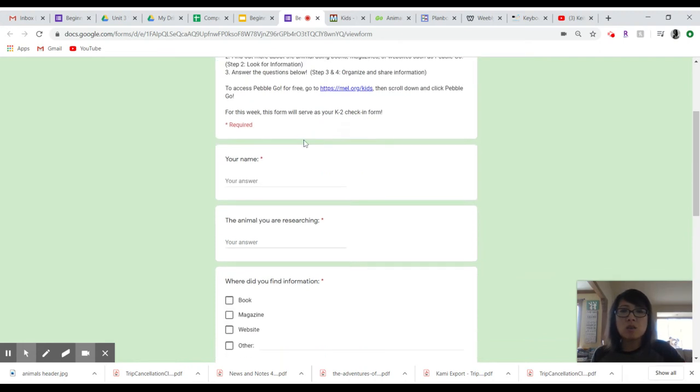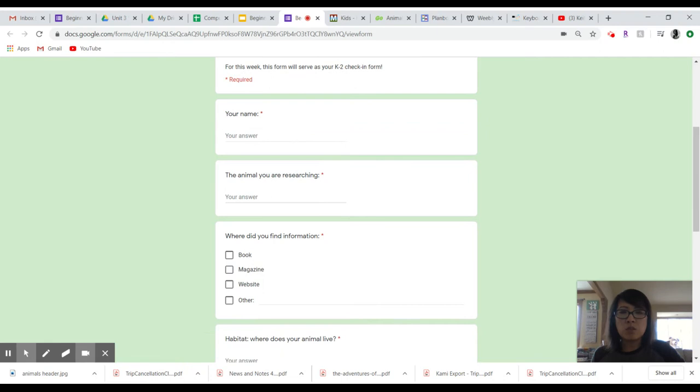Okay. So let's look at this form really quickly so we know what information we're looking for. So the first thing you have to fill out is your name. Okay, so I'm going to go and actually fill that out as we go. The next thing you need to fill out is the animal you're researching. So you can do a zoo animal, a farm animal, any sort of reptiles or amphibians. But think about an animal you're really interested in, and then we're going to put that in that field.